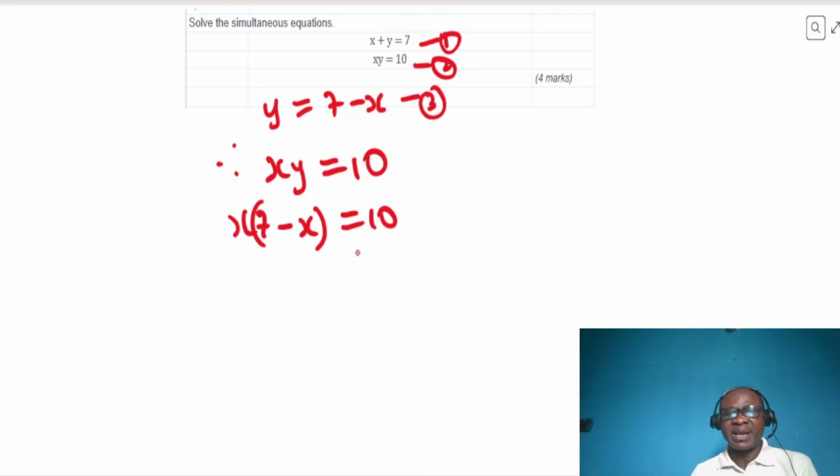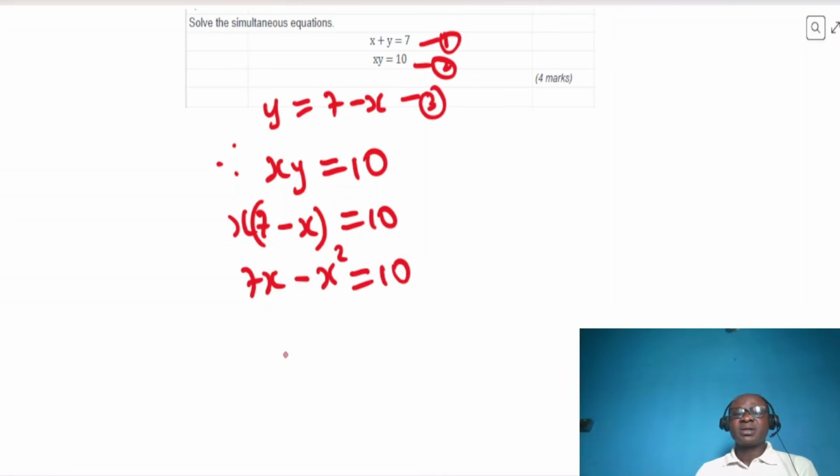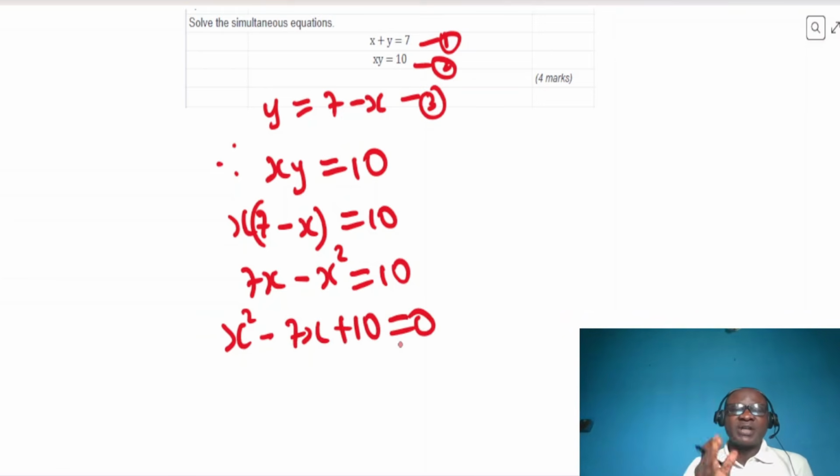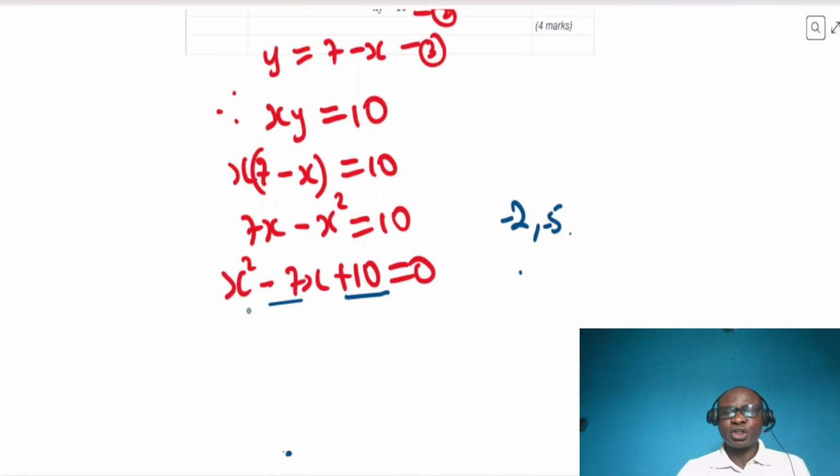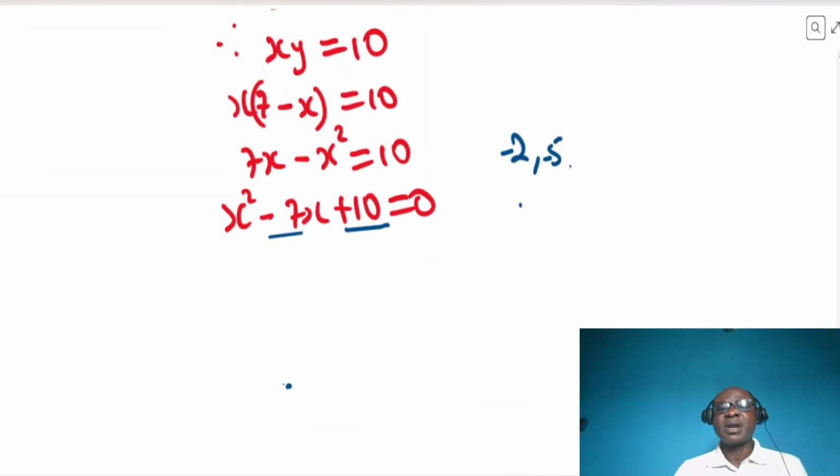I can now open the bracket. That will now give me 7x minus x squared equal to 10. This can also be written as, moving everything from the left to the right-hand side, x squared minus 7x plus 10 equal to 0. I will stop at this moment. I want you to ask questions. So if you multiply the two numbers, you get plus 10. And when you add them, you also get minus 7.